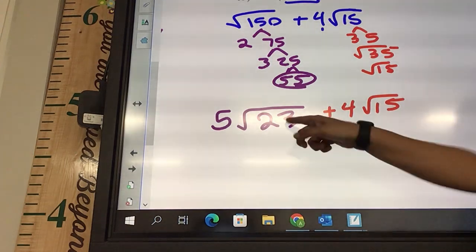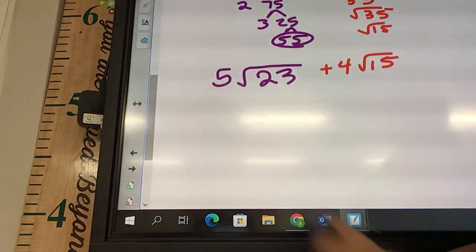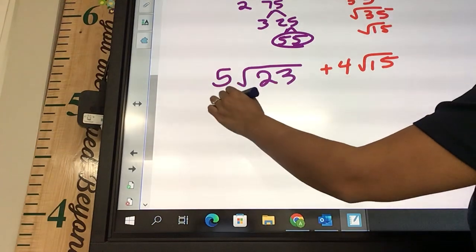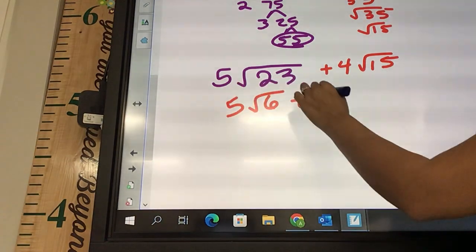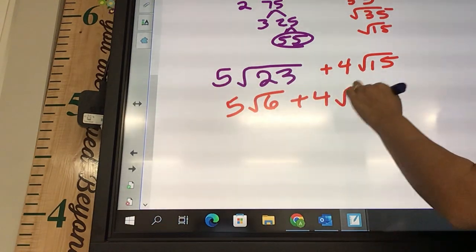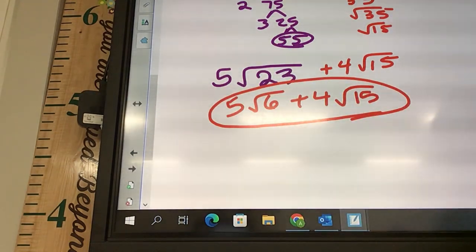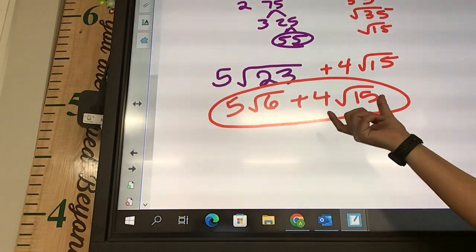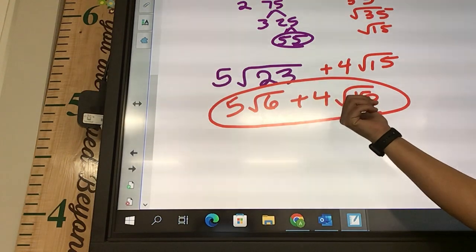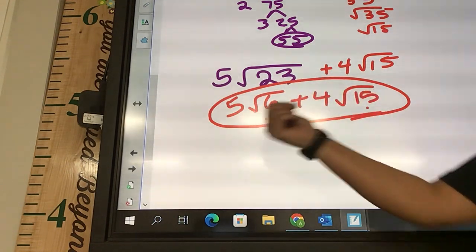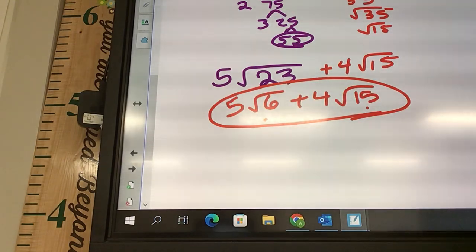Okay, and then what is this 2 and 3 going to be? 6. So we got 5 square root 6 plus 4 square root of 15. Okay, and again, we can't put those two together. Why? Okay, we're adding, and the insides are not the same, so we cannot put them together. Okay, you guys have 10 problems to do. Go through, get them done.